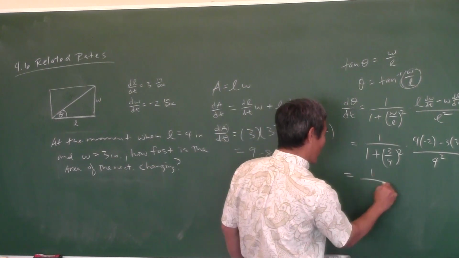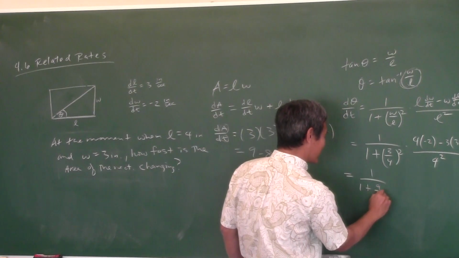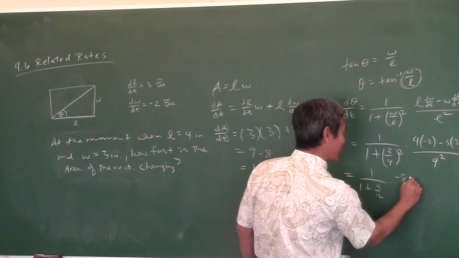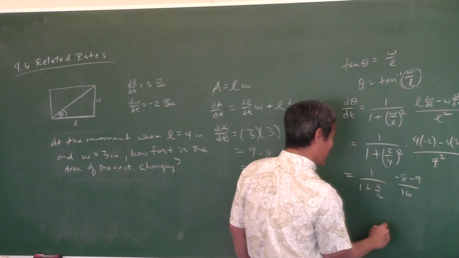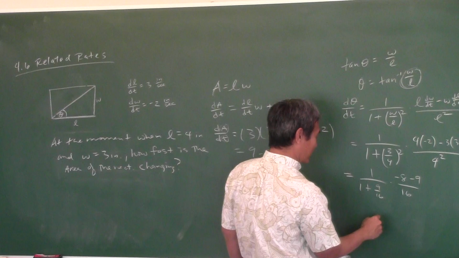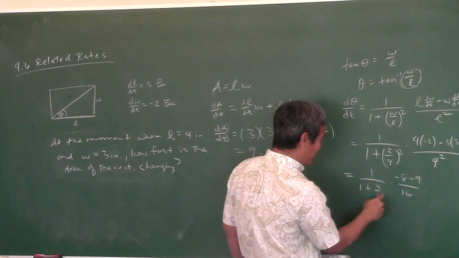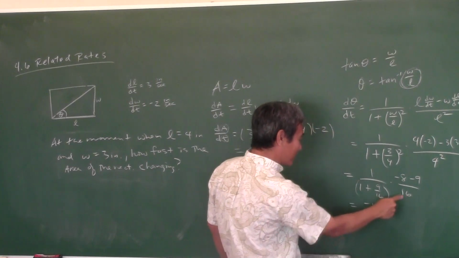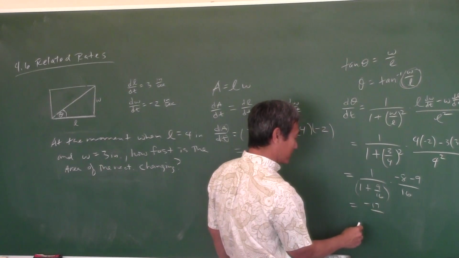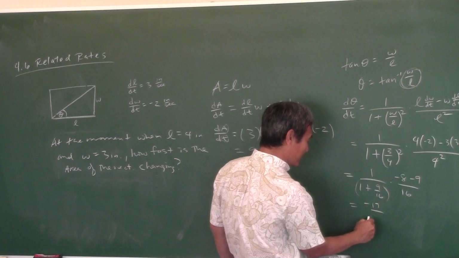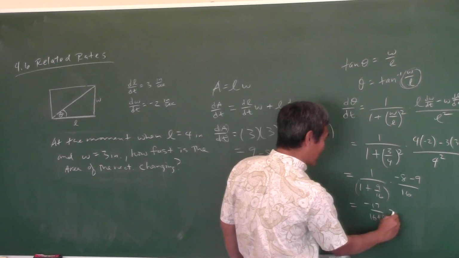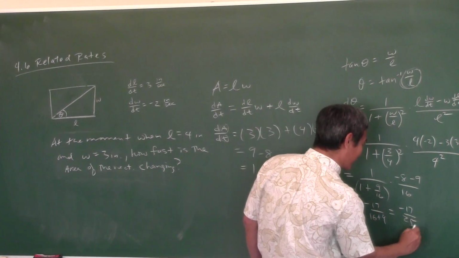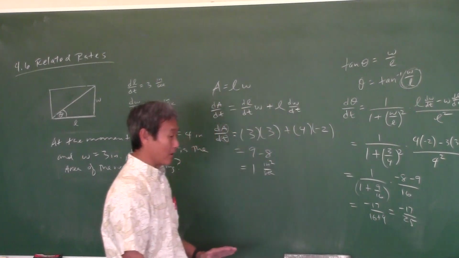Okay, let's do this quickly. 1 over 1 plus 9/16 times negative 8 minus 9 over 16. Now, what do you want to do? You want to distribute this 16 down here. So you're going to have negative 17 on the top. If you distribute the 16 on the bottom, what do you get? 16 plus 9, so that's negative 17 over 25. Okay, that's the correct number.